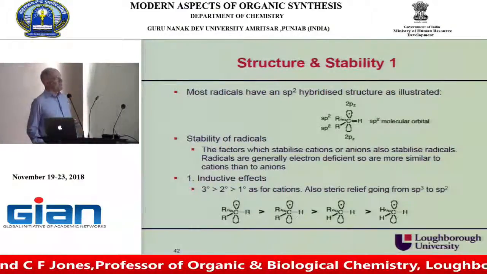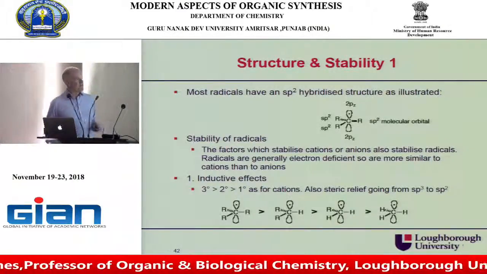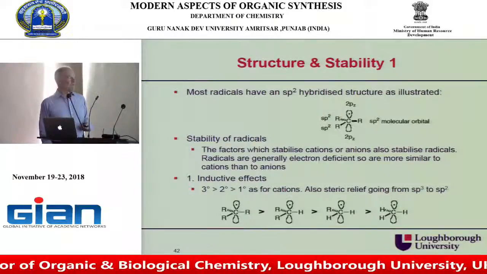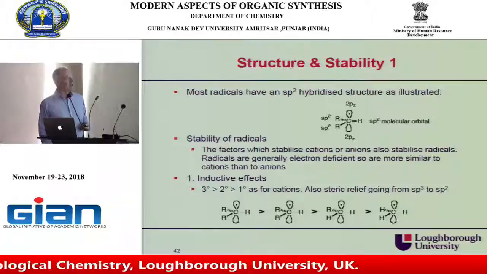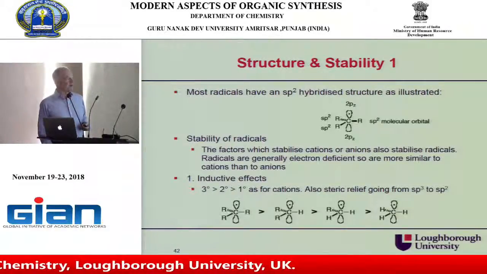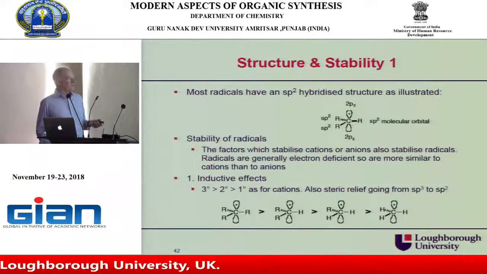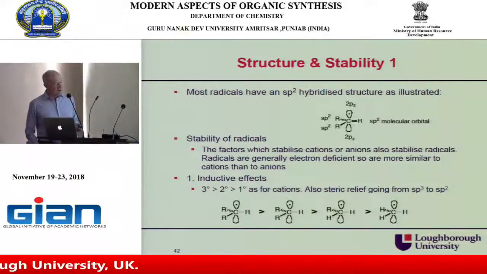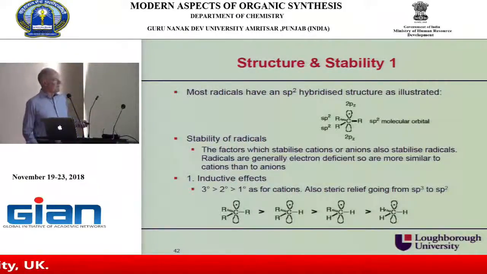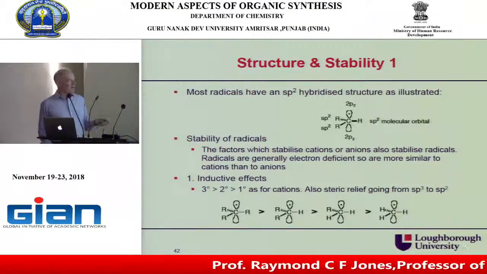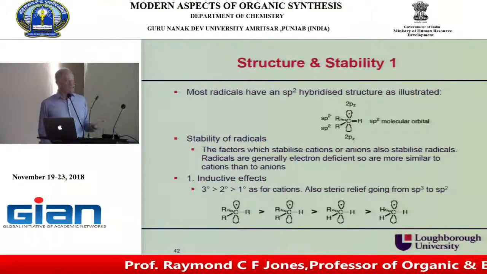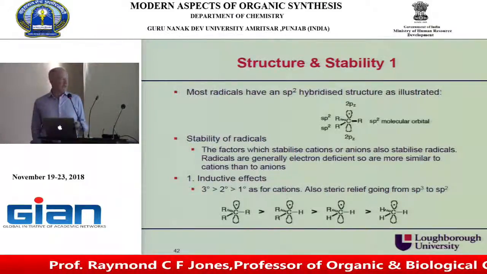So the carbon has 7 valence electrons counting towards it, not 8 as in a normal saturated carbon or an anion, and not 6 like in a carbocation. So you can think about radicals being stabilized by inductive effects. So tertiary radicals are more stable than secondary, more stable than primary, the same as for cations. Now I'm calling that inductive effects. You could also think about that as hyperconjugation.